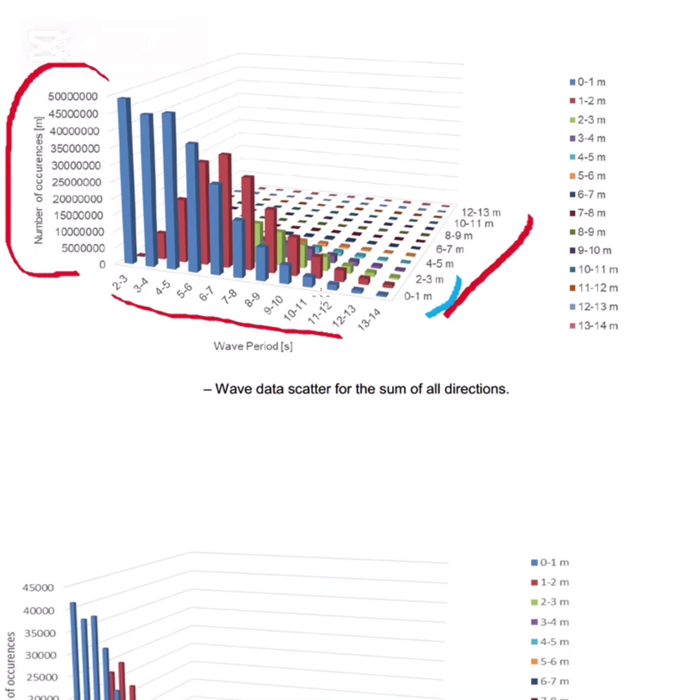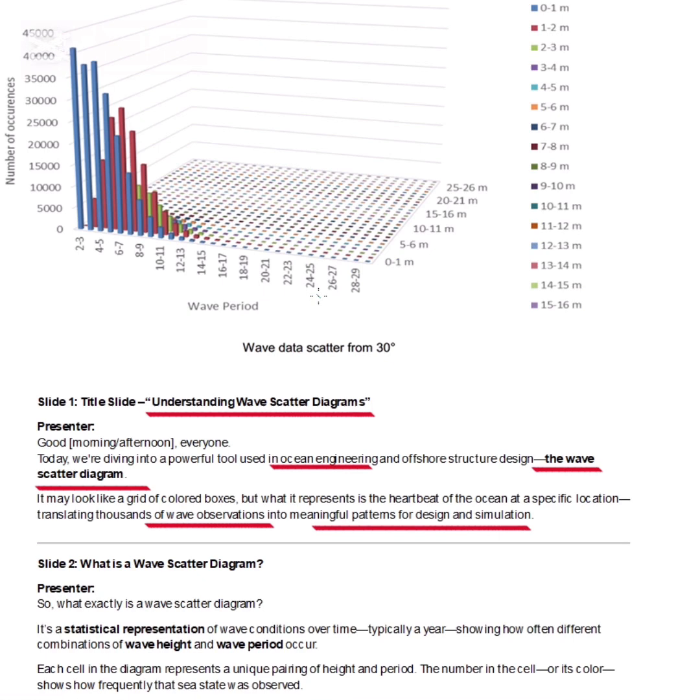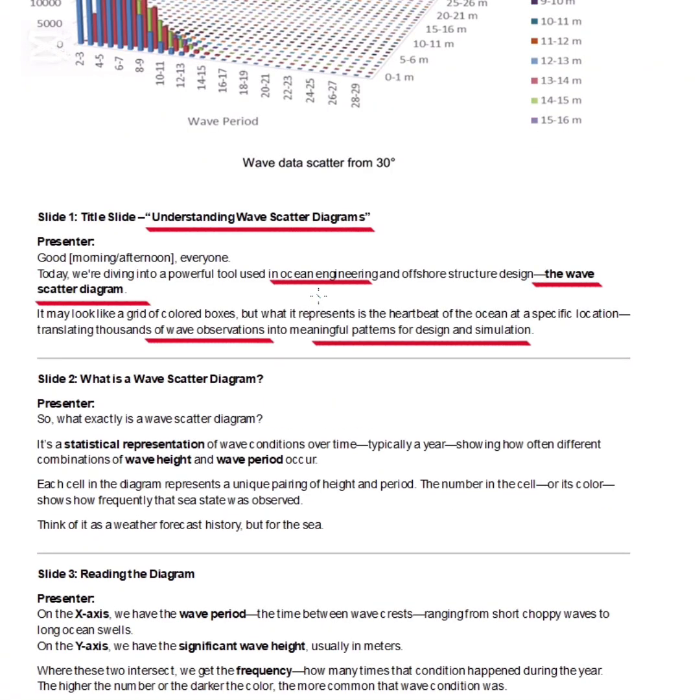So this is a tool to understand how the waves in the ocean are coming, the meaningful patterns we can understand from this wave scatter diagram. So what exactly is the wave scatter diagram? It is a statistical representation of wave conditions over time, typically a year, showing how often different combinations of wave height and wave period occur.